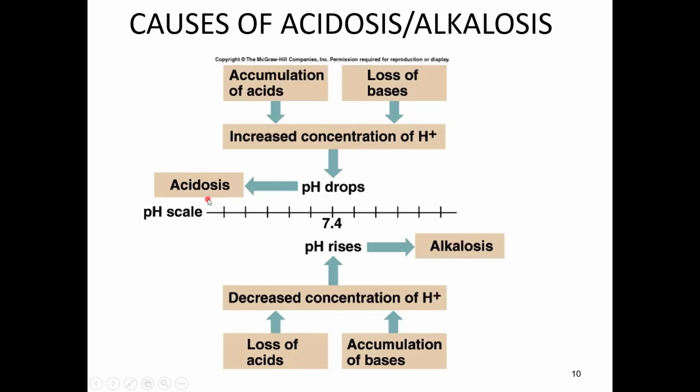On the other hand, with loss of acids or accumulation of bases, in both conditions there is decreased concentration of hydrogen ions in the blood, and in both circumstances pH rises, and that condition is said to be alkalosis.